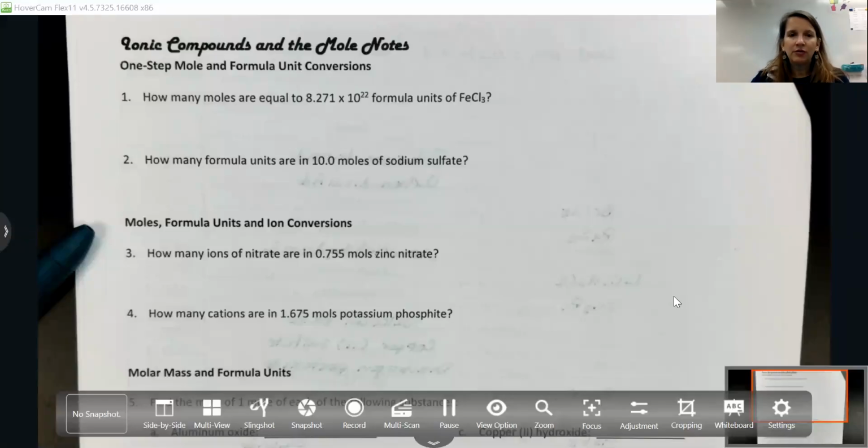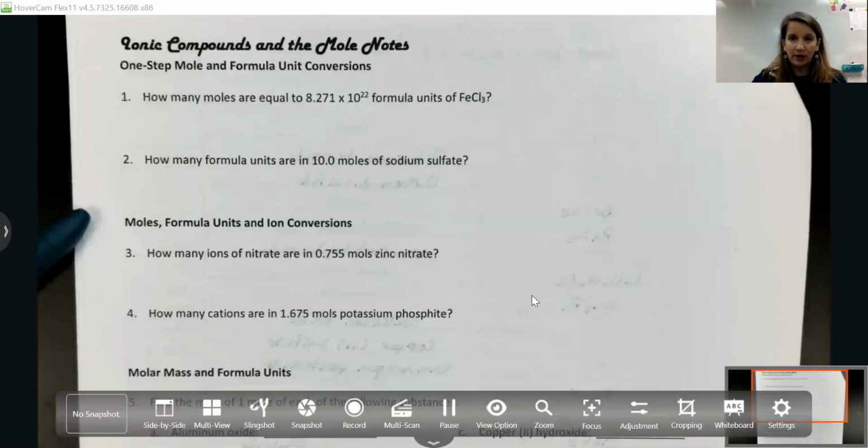Hey students, we're going to go over the ionic compounds and mole conversion problems in the packet here. Now there's going to be a lot of similarities between what we were doing with molecules and the covalent things and what we're going to do here.